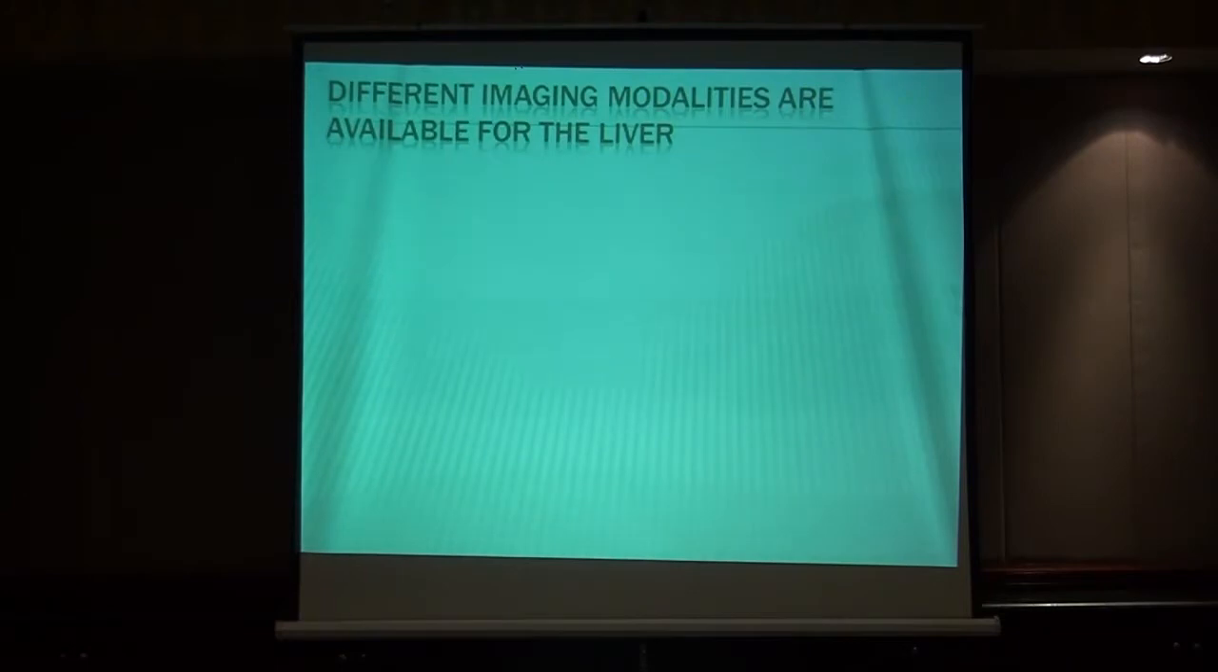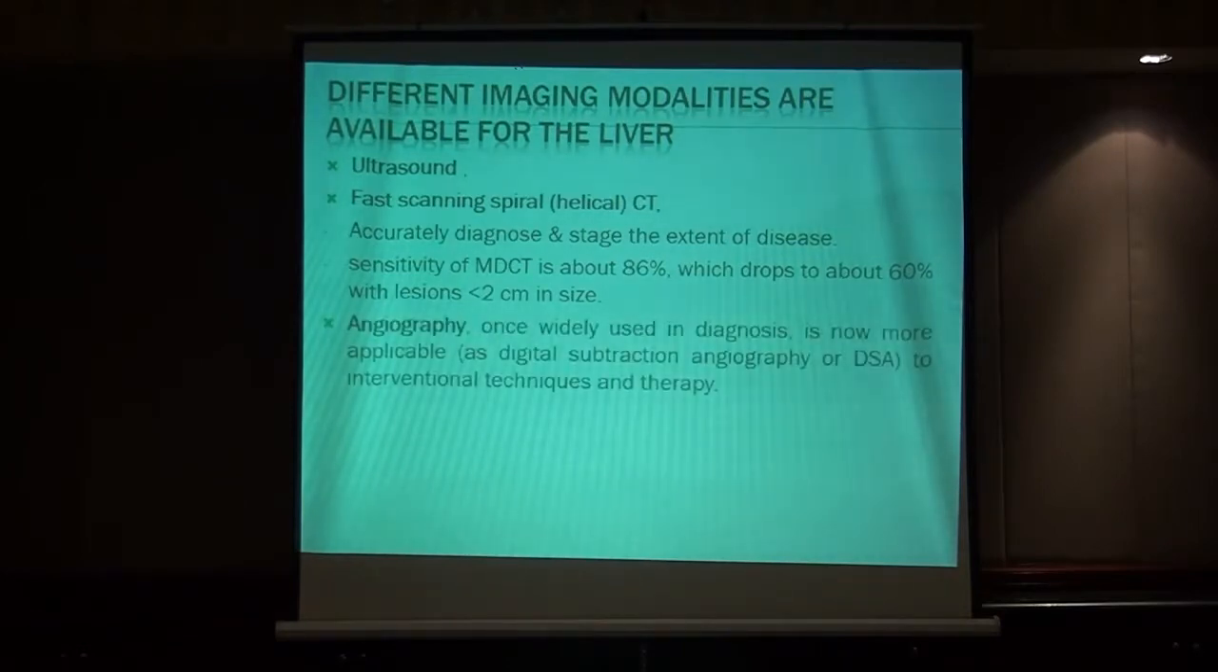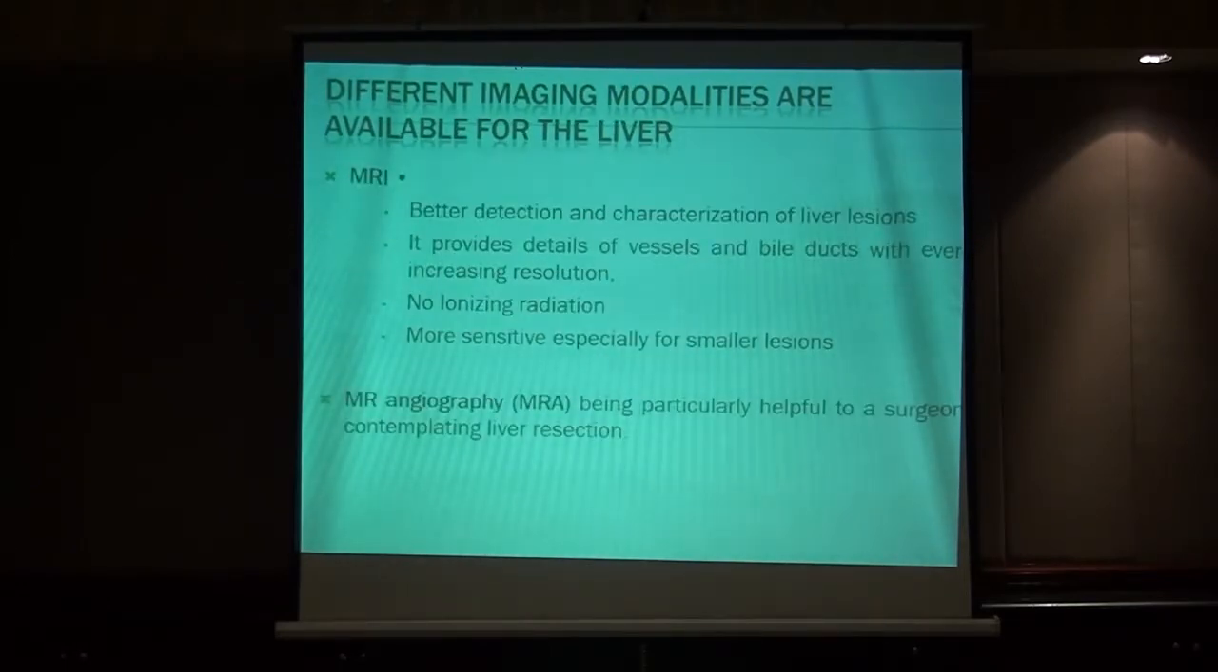There are different imaging modalities which are available for the liver. The ultrasound, and fast scanning spiral helical CT, which can accurately diagnose and stage the extent of disease. Sensitivity of multi-detector CT is about 86%, which drops to about 60% with lesions less than 2 centimeters in size. Angiography was once widely used in diagnosis, but now is more applicable as digital subtraction angiography to interventional techniques and therapy.